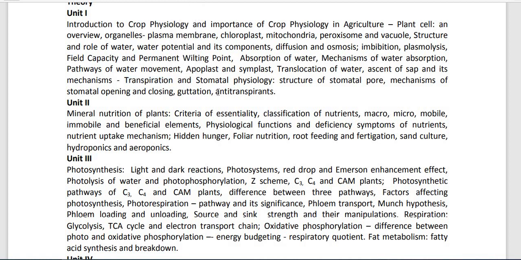Then coming to anti-transpirants. Transpiration is a necessary evil, because we can't eliminate it, and 90 to 95% of the water loss occurs through transpiration. So to minimize transpiration, we will go for anti-transpirants. There are three types of anti-transpirants involved. So see the examples of these anti-transpirants and what types are involved.